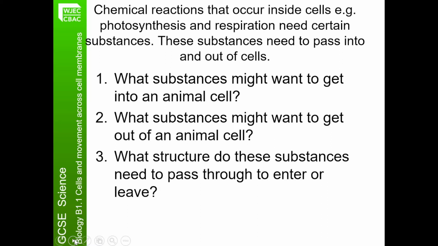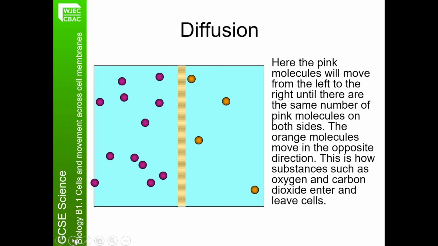Question 2, what substances might want to get out of a cell? Well, when respiration occurs, carbon dioxide and water are created. So carbon dioxide may want to leave the cell because an increase in carbon dioxide in the cell is not good for the cell, it's poisonous, toxic to it, and will pass out. And finally, question 3, the structure that these substances need to pass through to enter or leave is the cell membrane. Remember, the cell membrane is semi-permeable. We looked at the cell membrane at the start of the work on cells. So the cell membrane is what the gases and the substances pass through.